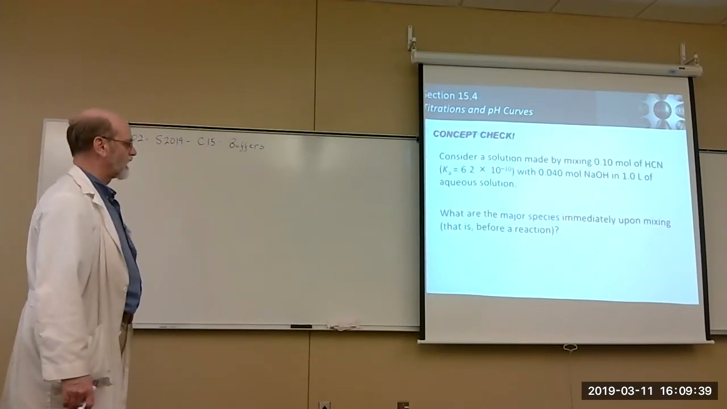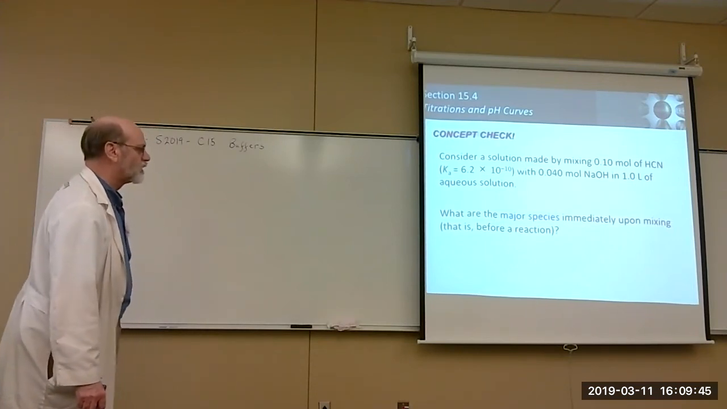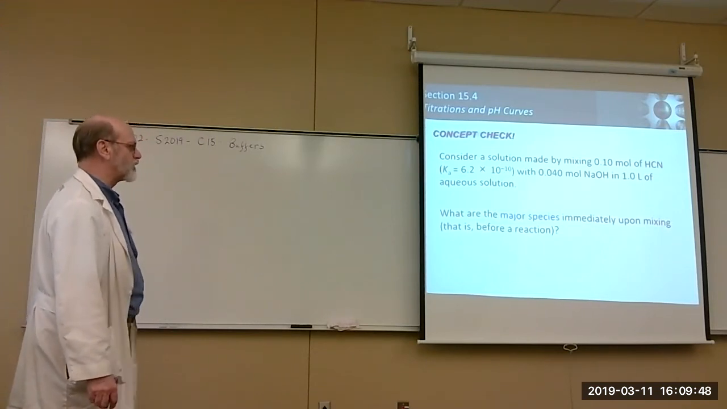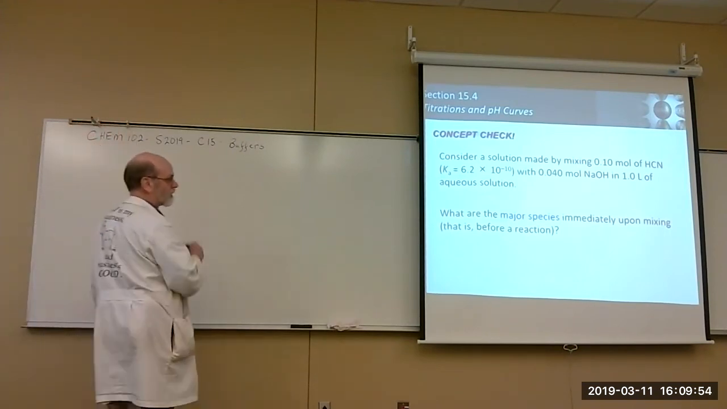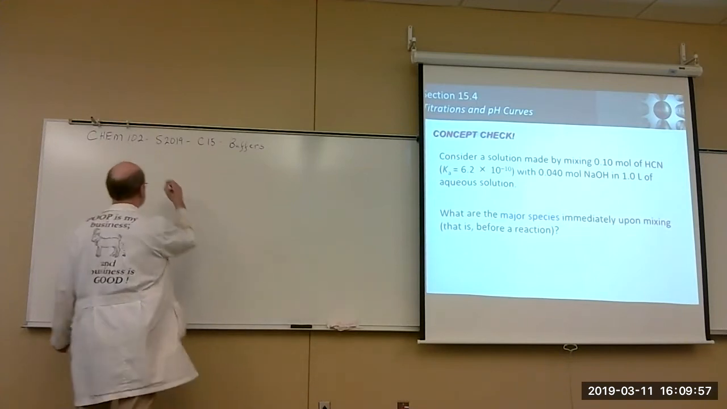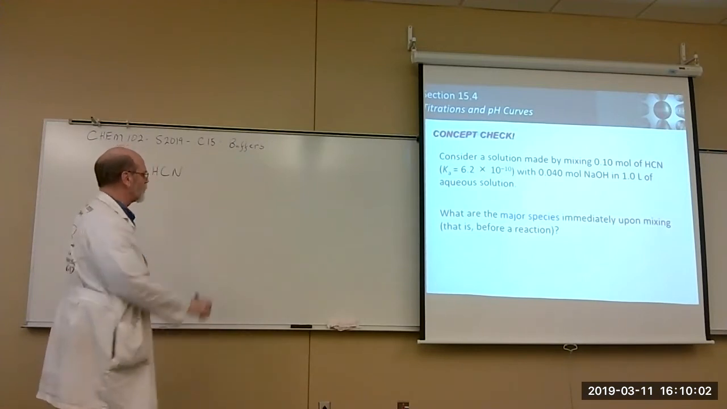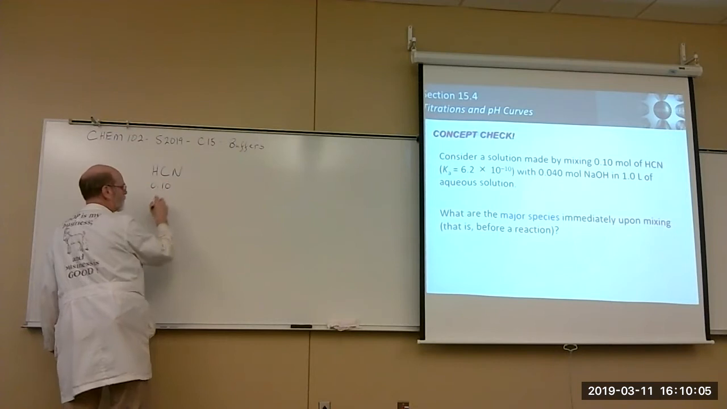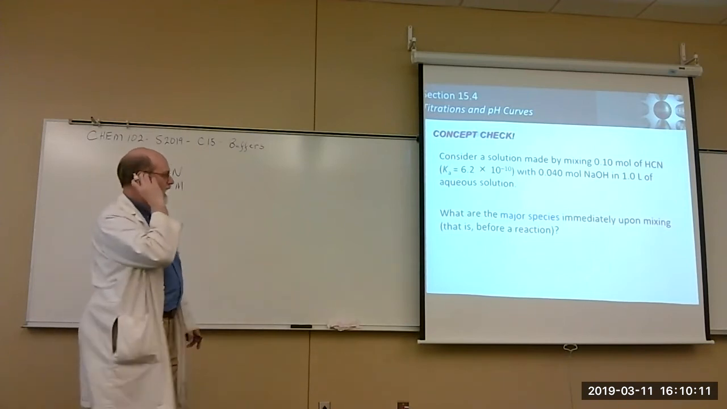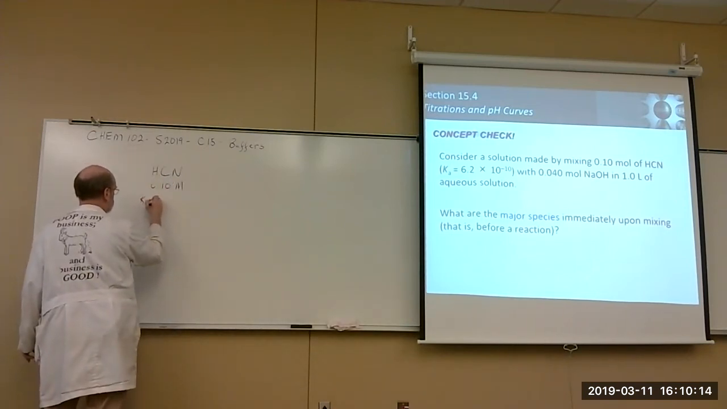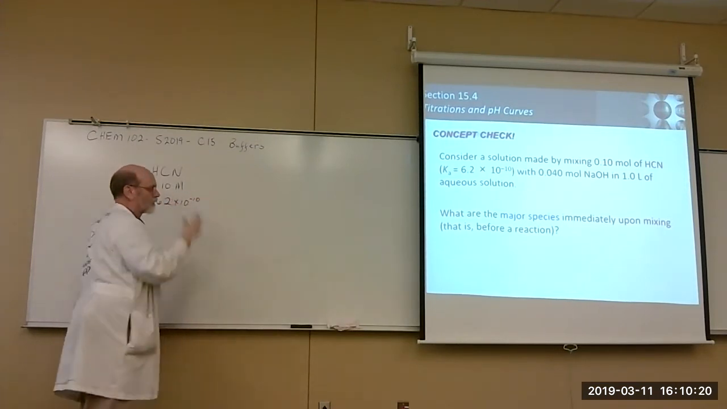So here's an example. Say we have a solution mixing 0.1 mole hydrogen cyanide with 0.04 moles sodium hydroxide in 1 liter of aqueous solution. Okay. So we're going to have HCN, and it's 0.1 mole in 1 liter, so that's automatically 0.1 molar. And the Ka for that acid is 6.2 times 10 to the minus 10.